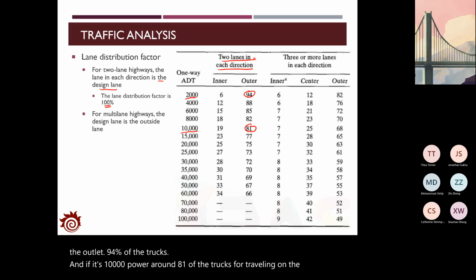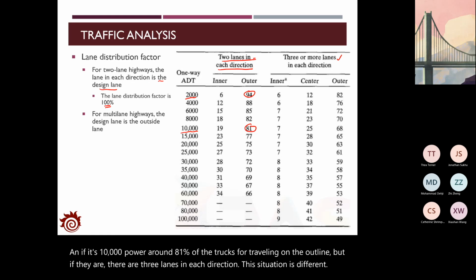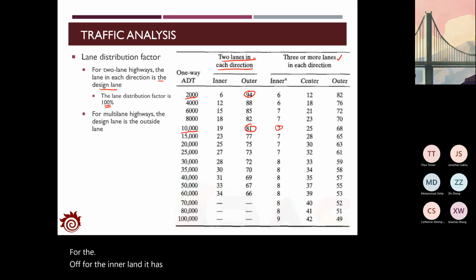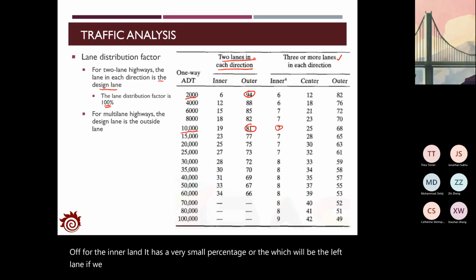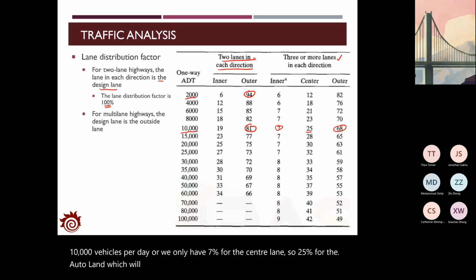But if there are three lanes in each direction, the situation is different. For the inner lane, which would be the left lane, it has a very small percentage. If we consider traffic of 10,000 vehicles per day, we only have 7%. For the center lane, it's 25%. For the outer lane, which would be the right lane, it's 68%. So this is actually the lane difference.